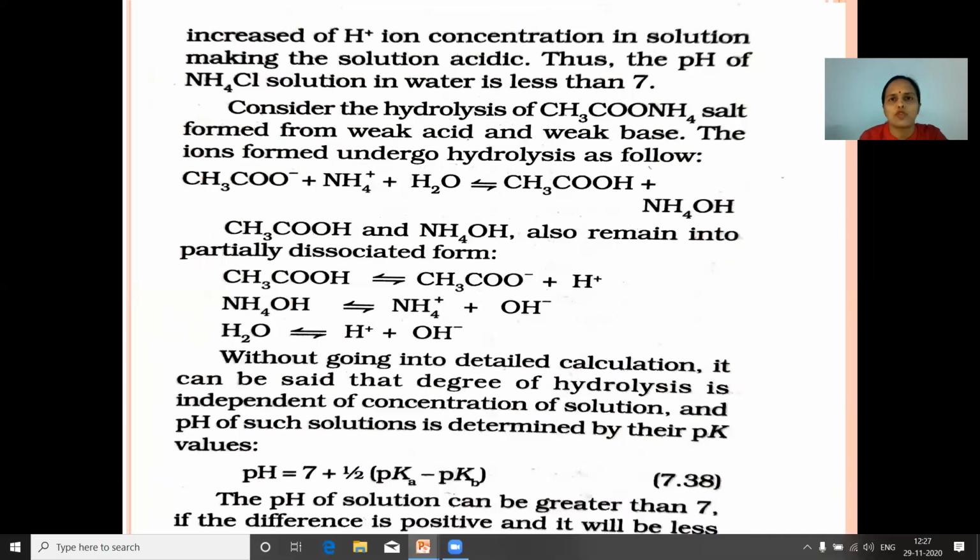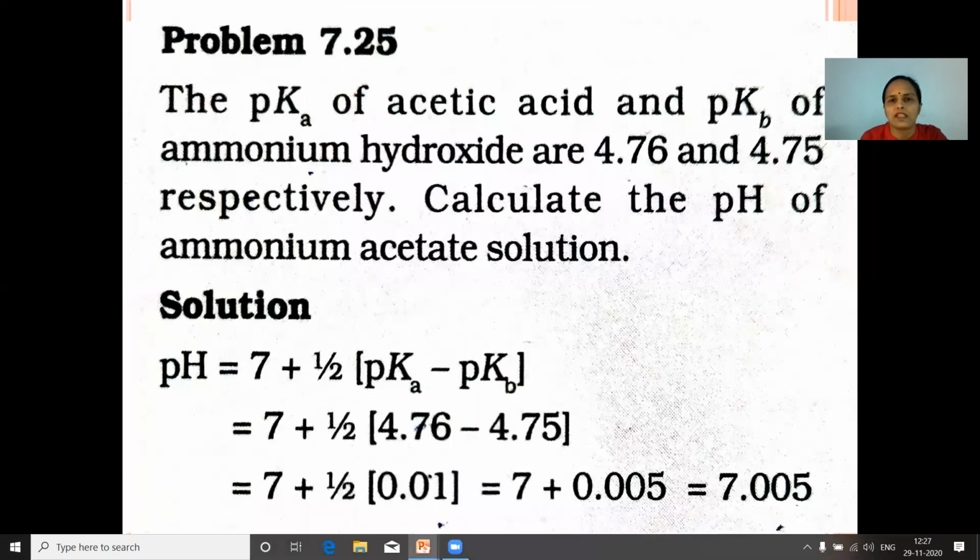So pH is equal to 7 plus half (pKa minus pKb). The pH of the solution can be greater than 7 if the difference is positive, and it will be less than 7 if the difference is negative. Let's look at the problem.